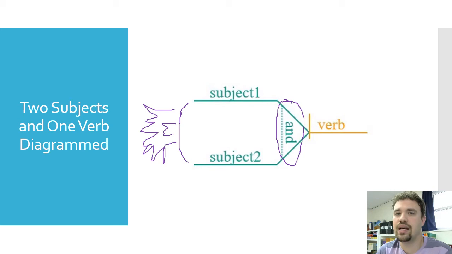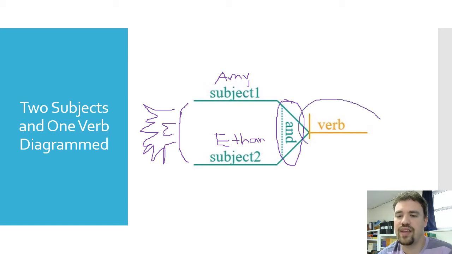So if I said Amy and Ethan, right? So I've got Amy here, and then I've got the word and connecting them, and then I've got my other subject, Ethan. And then you'll notice over here, we're still going to have that vertical line and then the verb. So that's what it would look like if you were doing two subjects with one verb.